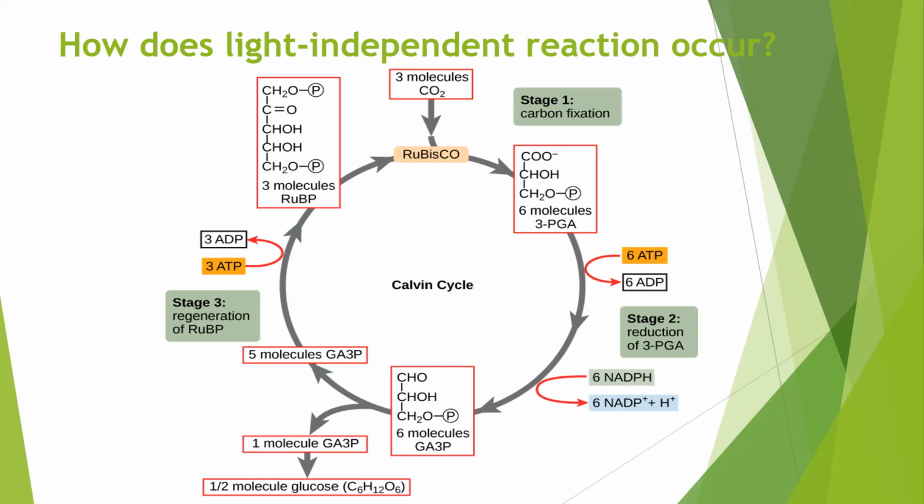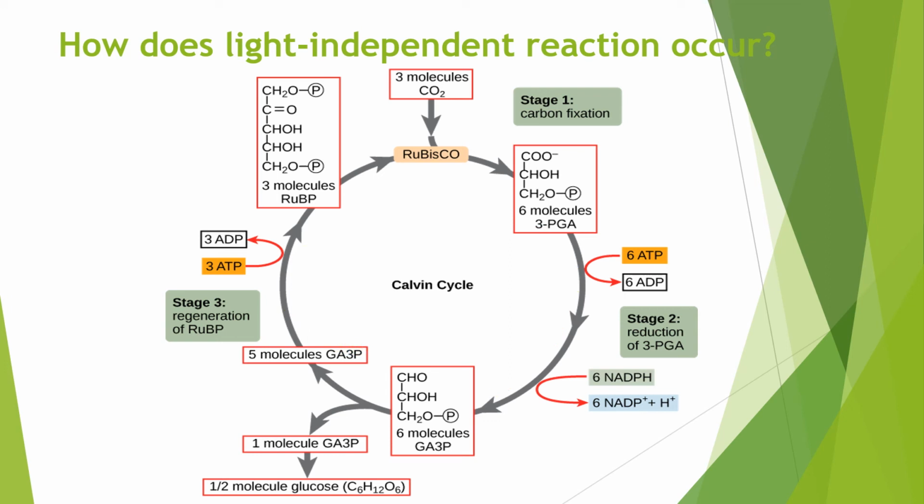In the light-dependent reactions, the products are ATP and NADPH, which are used by the Calvin cycle or the light-independent cycle. Now, the question is, how does the light-independent reaction occur? The light-independent reaction of the Calvin cycle can be organized into three basic stages. These are fixation, reduction, and regeneration.